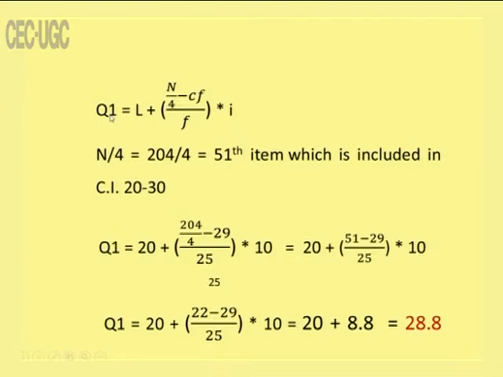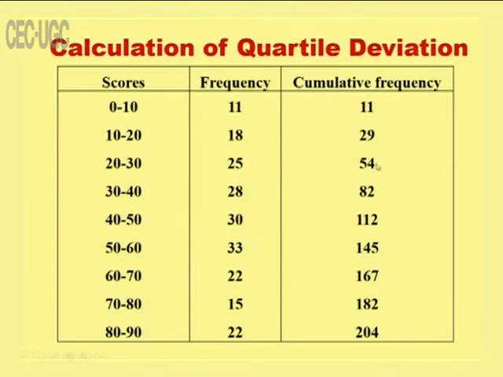And now, the formula Q1 is equal to L plus (n by 4 minus Cf) by f into I, and the terms have their usual meaning. n is the total number of terms, and therefore n by 4, that is 204 by 4, is the 51st item, and that is included in the class interval 20 to 30, so the 51st item is somewhere here, in the class interval 20 to 30.